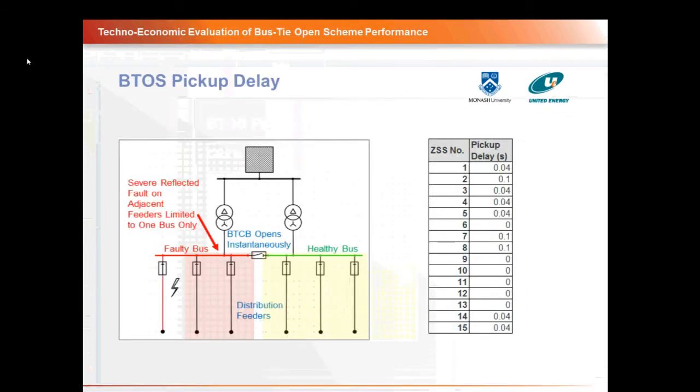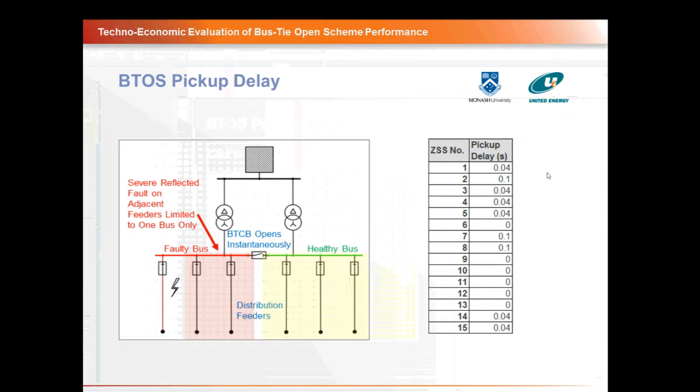As I just mentioned, a primary goal of my project is to define the pickup delay settings for the bus tie open scheme. You may ask, what is a pickup delay? Well, the pickup delay is the time in between the fault occurring and this bus tie circuit breaker tripping. Essentially we want as minimum a pickup delay as we can get, because the greater the pickup delay is, the more time that the healthy bus is exposed to the fault. At the moment, the pickup delays for various zone substations at United Energy are in this table here.